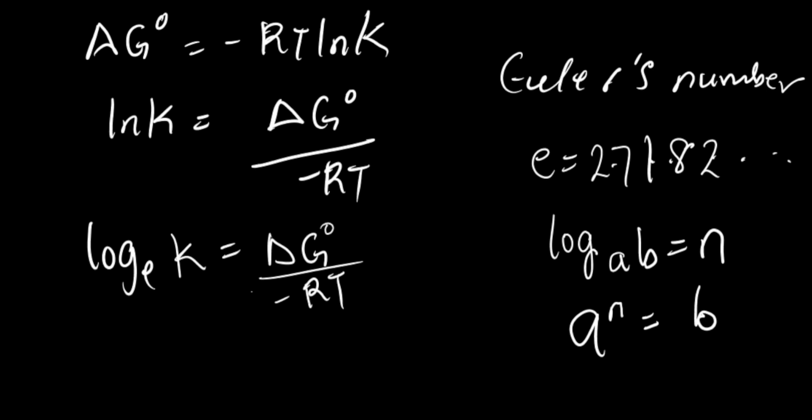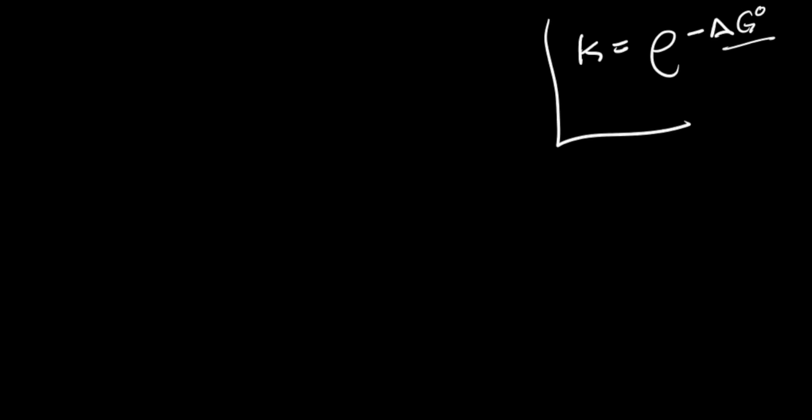Now, applying that concept here, this simply means that K, which is the equilibrium constant, is equal to e raised to the power of negative delta G naught divided by RT. Now, let's take a look at how the equilibrium constant relates to Gibbs free energy in terms of different sign conventions. So basically, we have already established that K, the equilibrium constant, is equal to e raised to the power of negative delta G naught divided by RT.